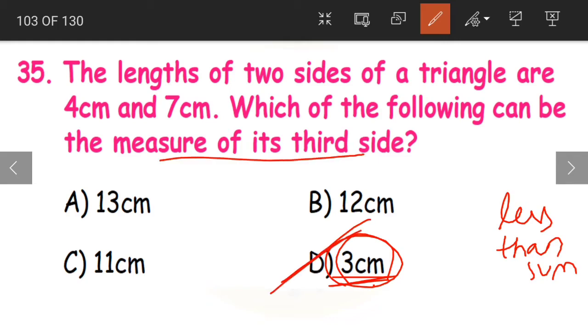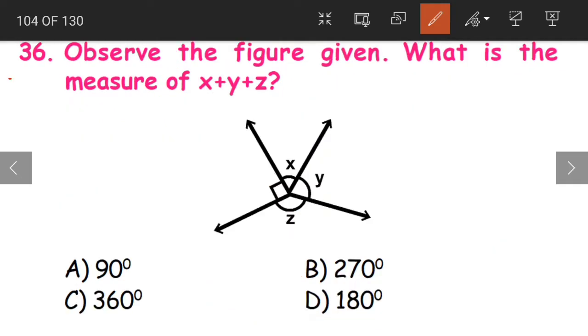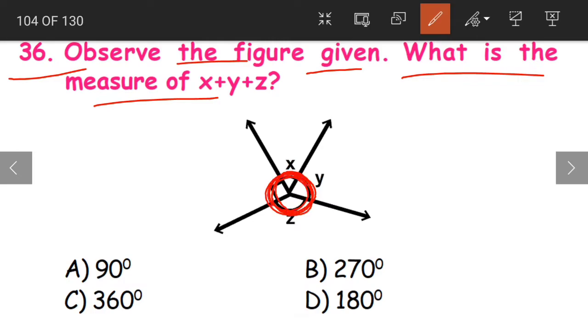So the length of the third side can be 3 centimeters. Now coming to question 36, observe the figure given below. What is the measure of x plus y plus z? See children, here again if you consider all the angles together, it is forming a circle. It is a complete angle.